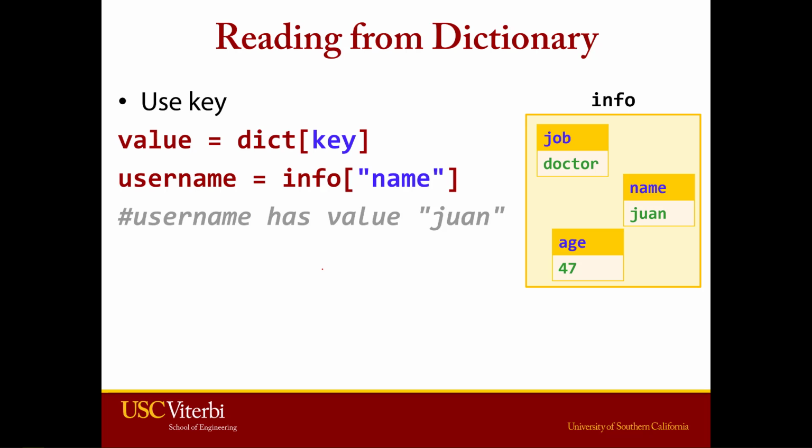Reading from the dictionary, we've kind of already seen this. If I have my name in my dictionary, I give my square brackets, and I give the name of the key, in this case name, so it's going to return 1. That's going to be the value.